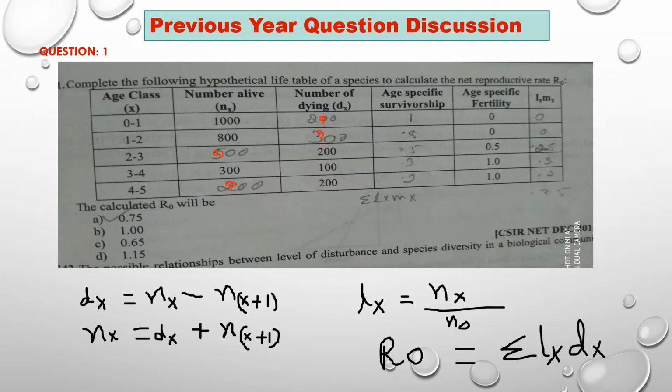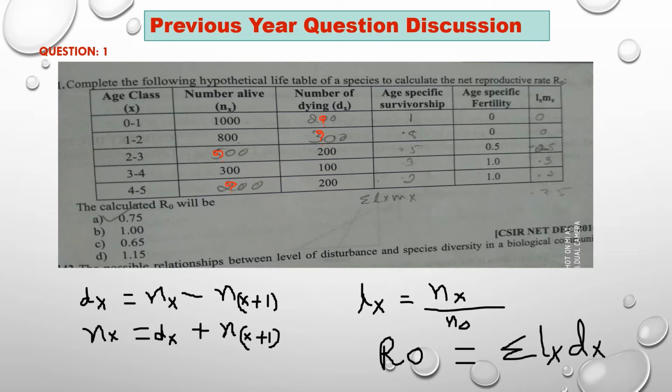Next is age-specific survivorship. We have to find all the values. Next is age-specific fertility. That is given 0 to 1, 0, 1 to 2, 0, 2 to 3, 0.5, 3 to 4, 1, 4 to 5, 1. Next is Lx mx. We have to find that also. Here, first we can find Nx and Dx missing values. Okay. Here in 0 to 1, Nx is 1000.